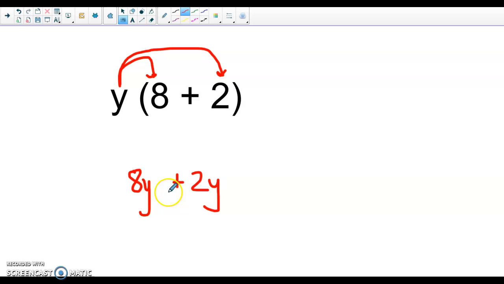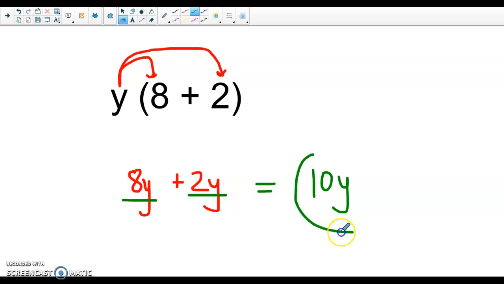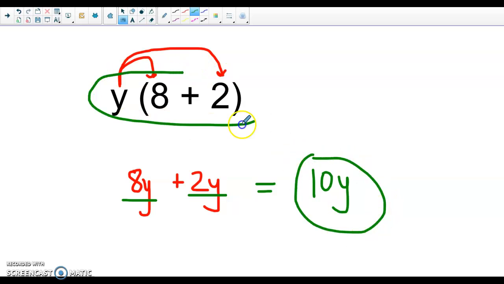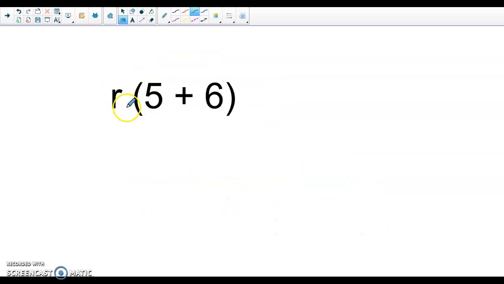Now, this actually has an extra step in it, because can you combine these like terms? Can you put 8y and 2y together? If I have 8y plus 2y, what do I end up with? I end up with 10y. So this is the equivalent expression for that. Those are equivalent, okay?